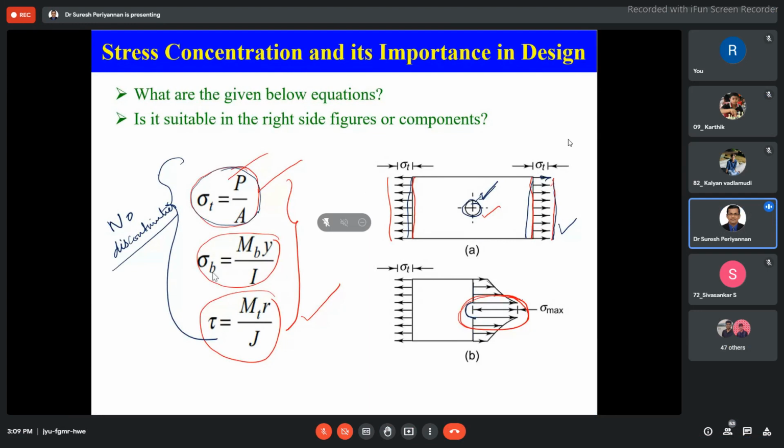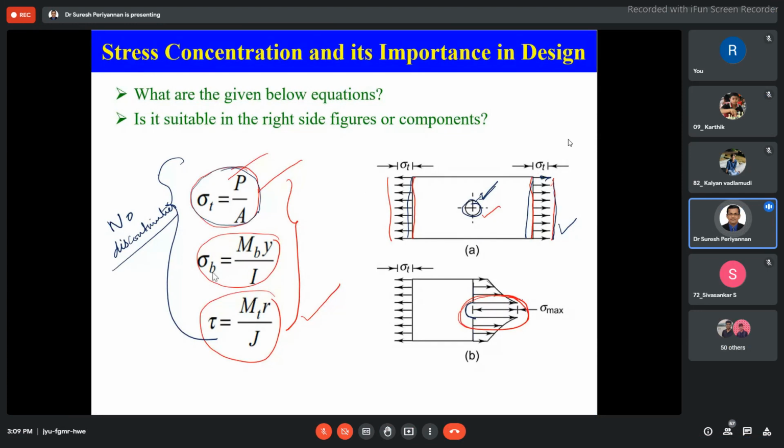But now, when discontinuities are present, localized stresses develop near the discontinuity. For example, in the vicinity of a hole, the stress magnitude is more as compared to the elementary strength of materials formula, using a simple tension test or compression test. That is what we discussed yesterday.